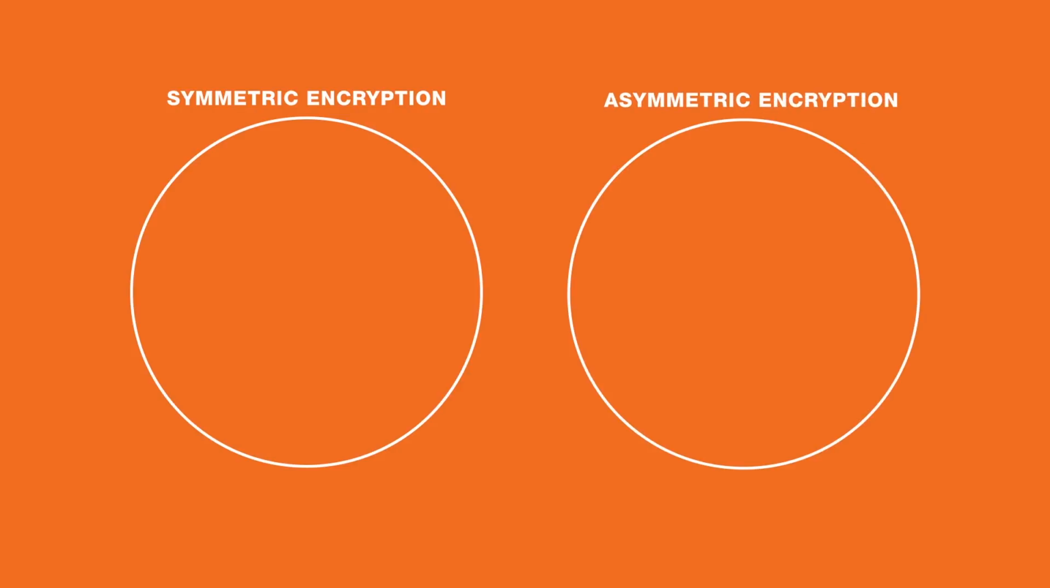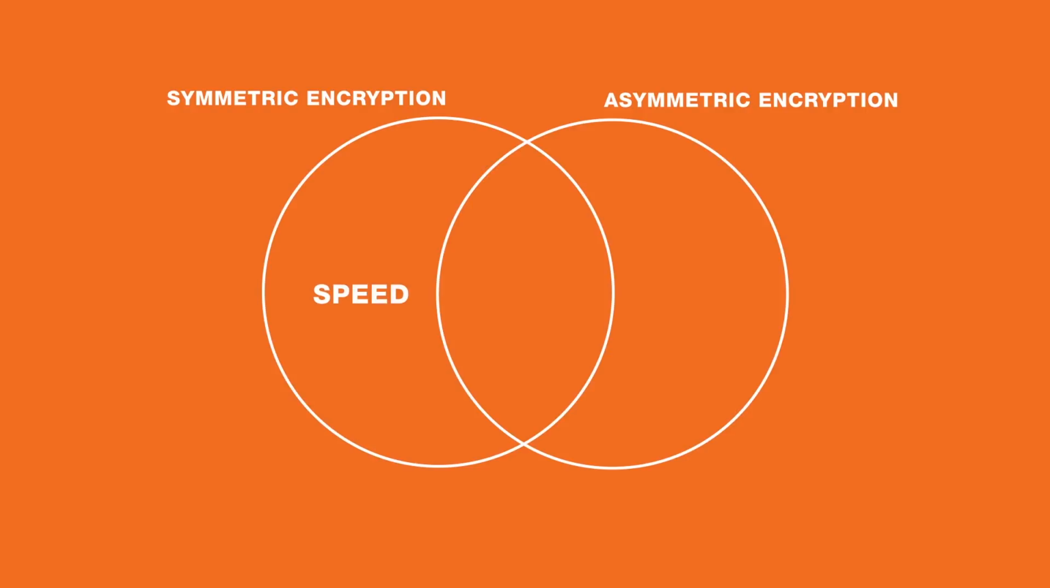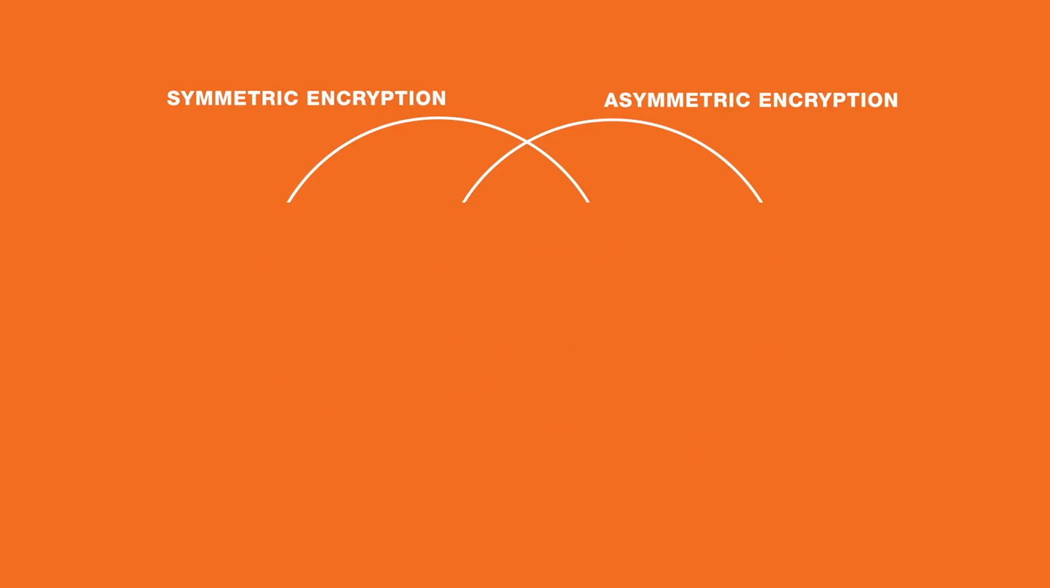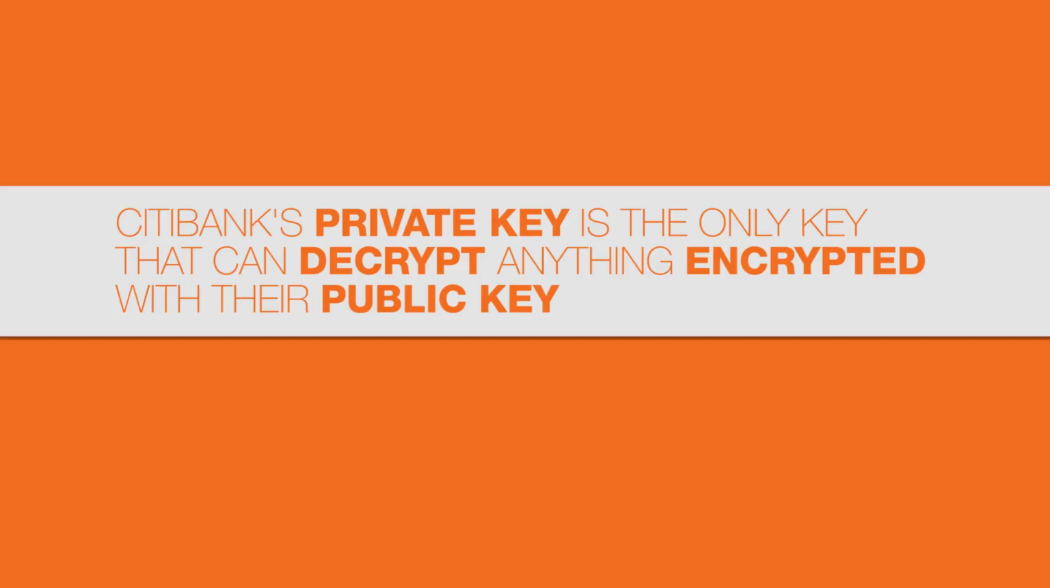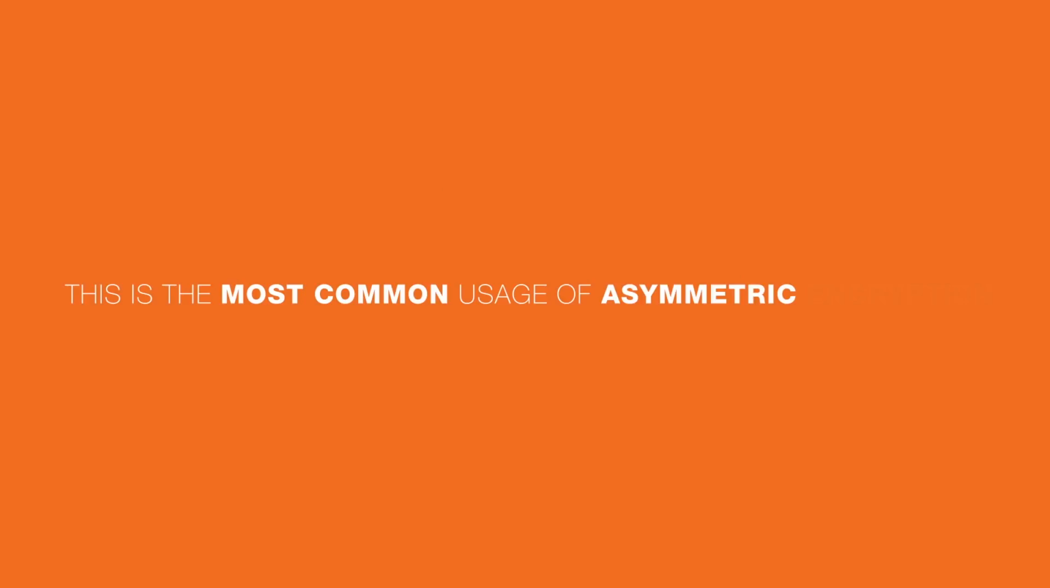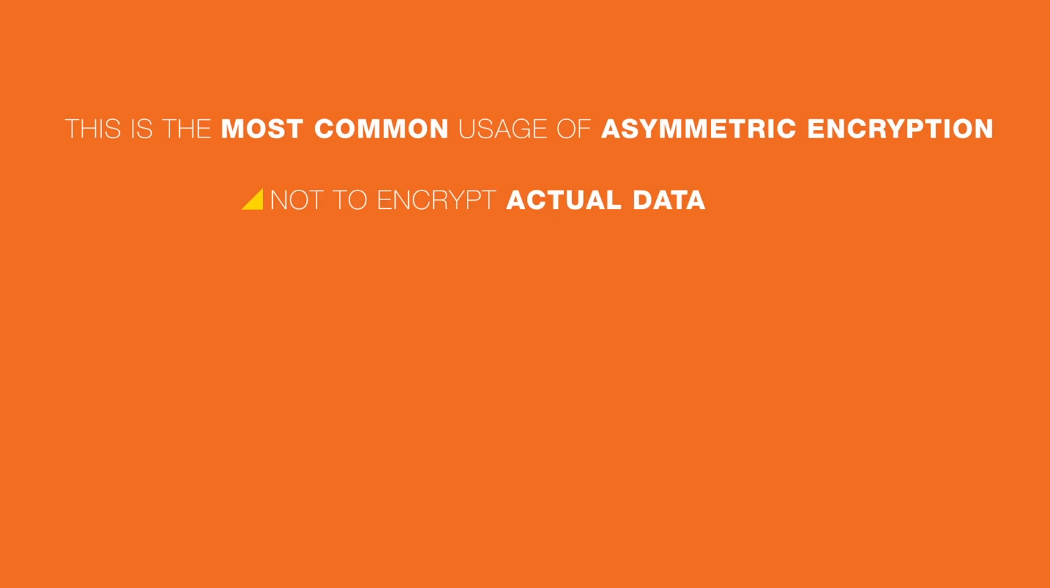We've just gotten the best of both symmetric and asymmetric encryption. In other words, we now have the speed of symmetric encryption, but we haven't exposed the shared secret over an insecure medium. It was encrypted with the public key of Citibank, and Citibank is the only entity with the antidote. In fact, this is the most common usage of asymmetric encryption, not to encrypt actual data, but rather a shared symmetric secret.